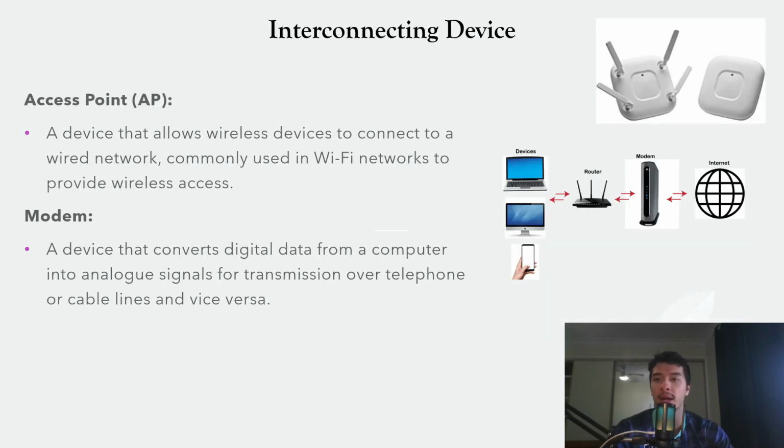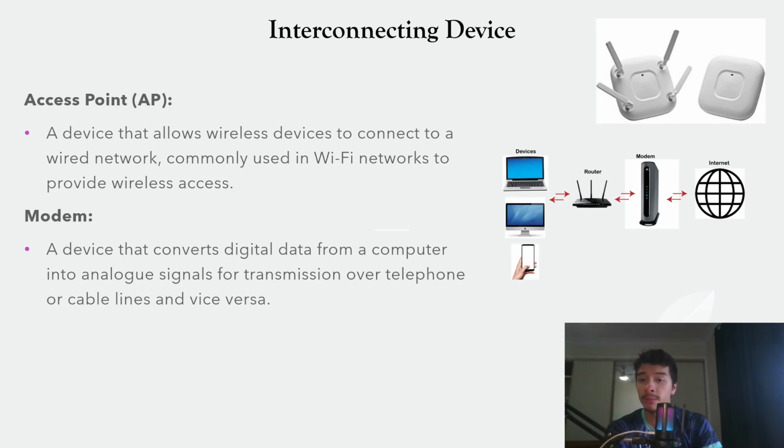We've also got an interconnecting device, the access point, which is the top one on the right, a device that allows wireless devices to connect to a wide network, commonly used in Wi-Fi networks to provide wireless connection access. These are all just different devices for networks and for routing and connecting things together.